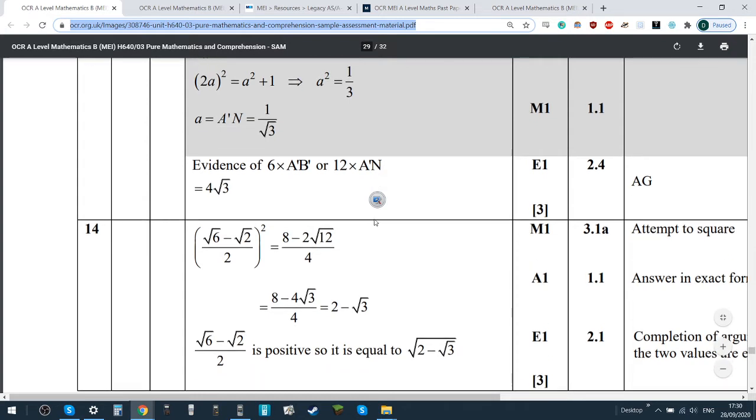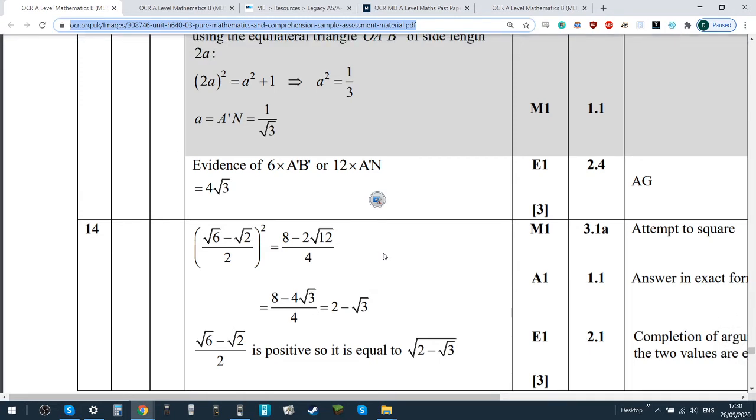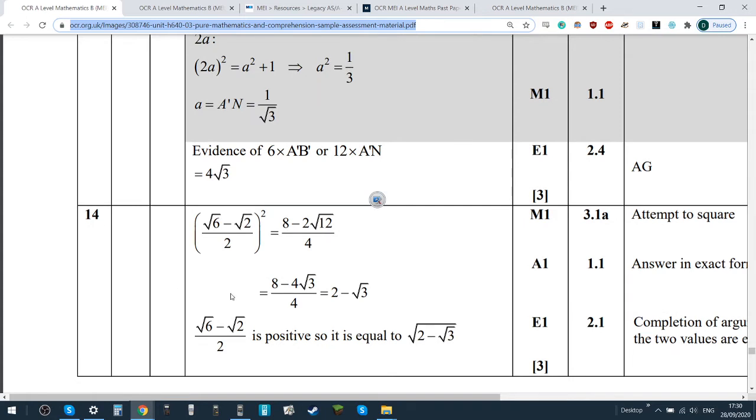Root. That's okay. That's pretty easy. I do know how to do that. Okay, I didn't know we were allowed to do that though. Yeah, I didn't either. Hang on. So they squared it, and they got that: 8 minus 2 root 12 over 4, which simplifies down to 8 minus 4 root 3, and then factorize out the 4. So that makes 2 minus root 3.